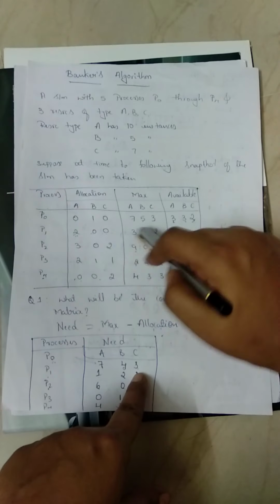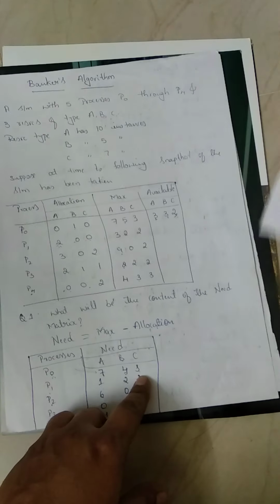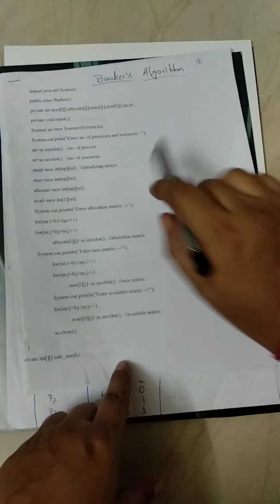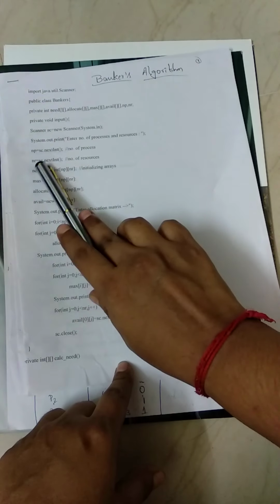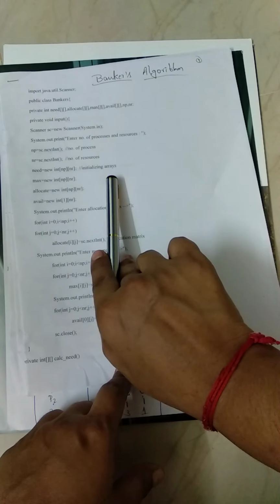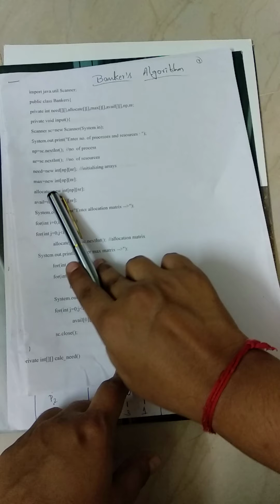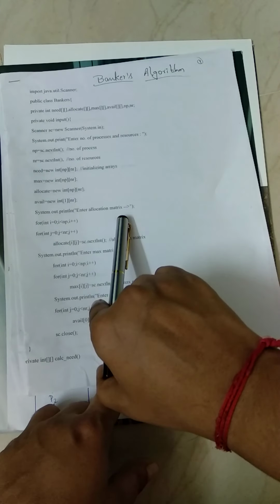that is, as we saw in this example, allocation, max, available, and need. So in the input function, enter the number of processes, that is NP, and the number of resources, NR. Initialize the arrays, that is need, max, allocate, and available. Next, read the values for it, enter allocation matrix.